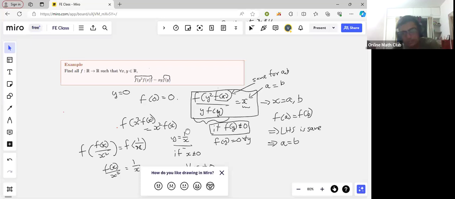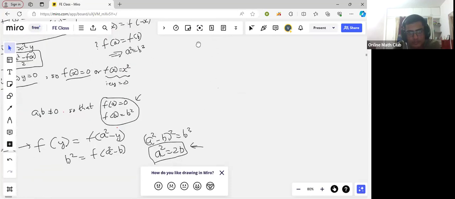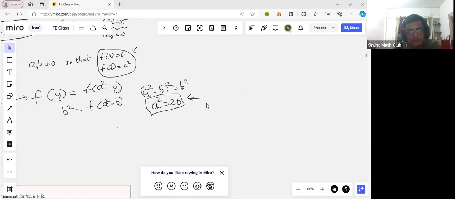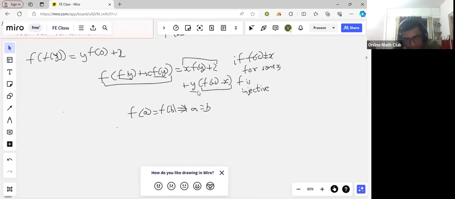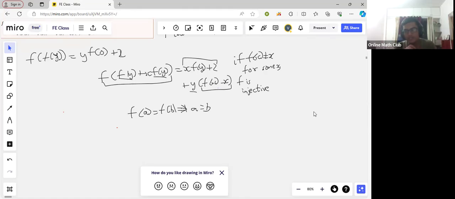In this problem, we had an expression like this, where again everything in x was written in terms of something of f of x. Again, here we have the same kind of situation. We have y in terms of something of f of y, right? We don't have stuff like f of y plus something or f of y minus something. Is this clear? So is it clear how we get injectivity if f of x is not equal to x for some x?